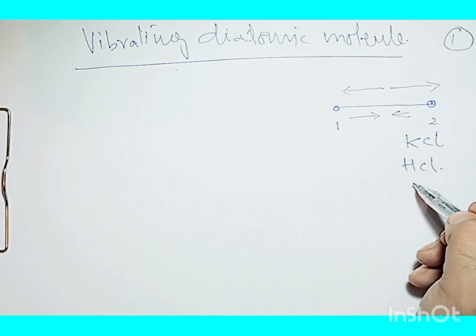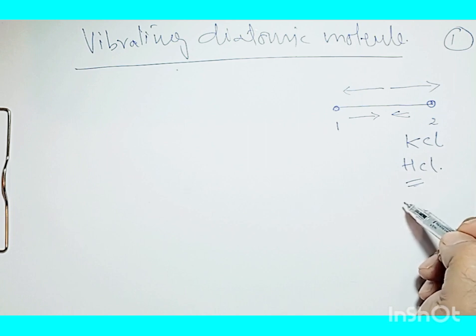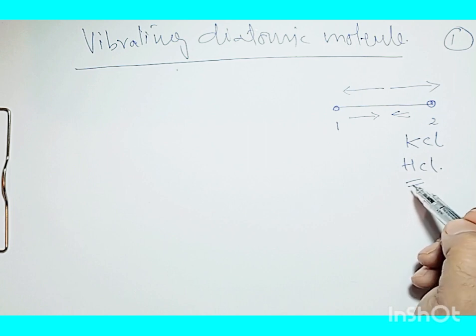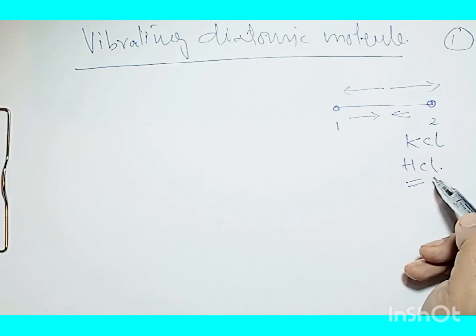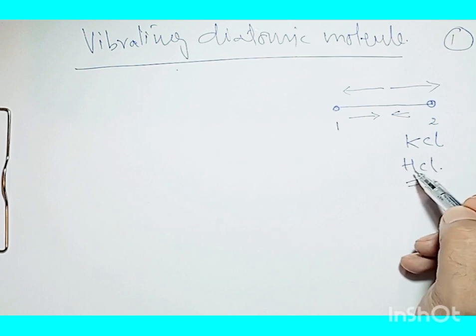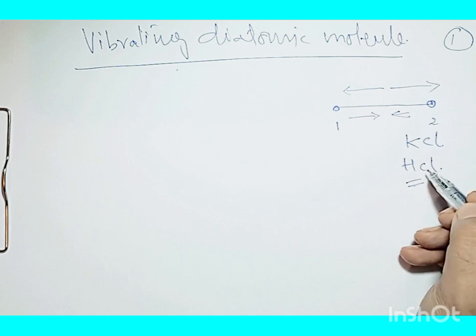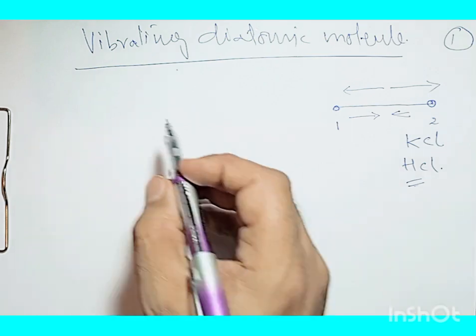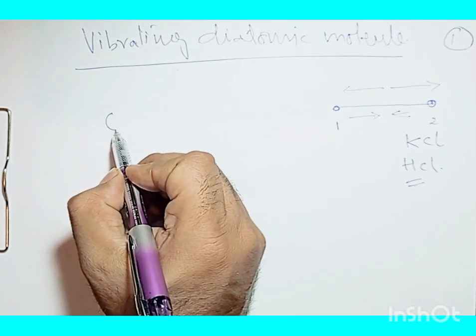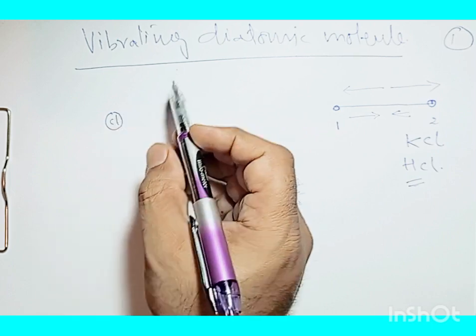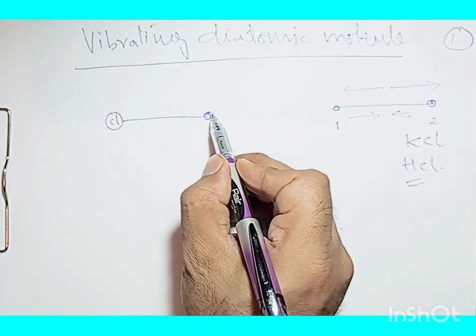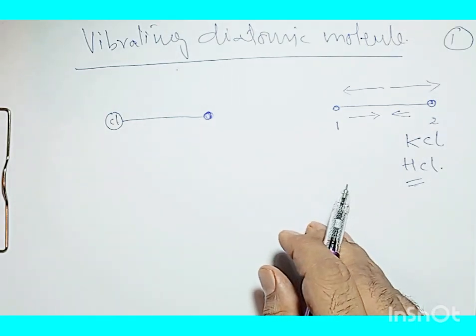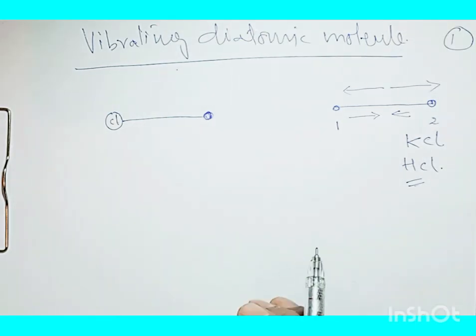Now, if we take an example of hydrogen chloride, what is important here is that we understand that the mass of chlorine is very large in comparison to the mass of hydrogen. And this chlorine atom can be treated to be at rest, and we can think of a hydrogen atom as having a vibrational motion.